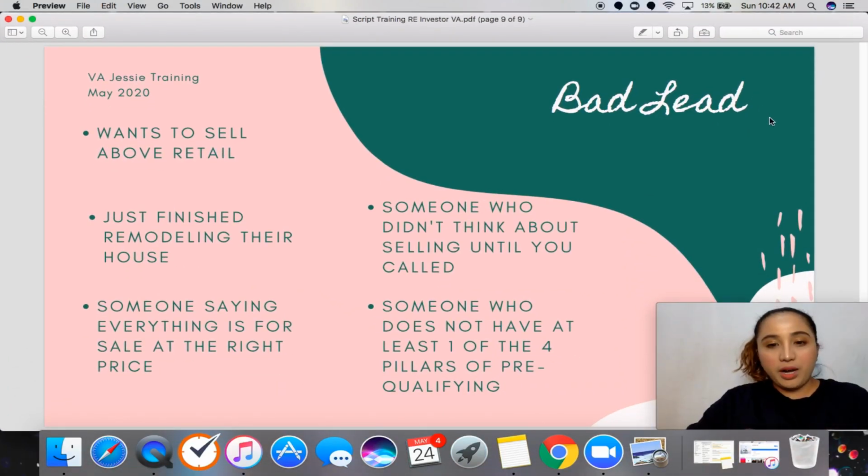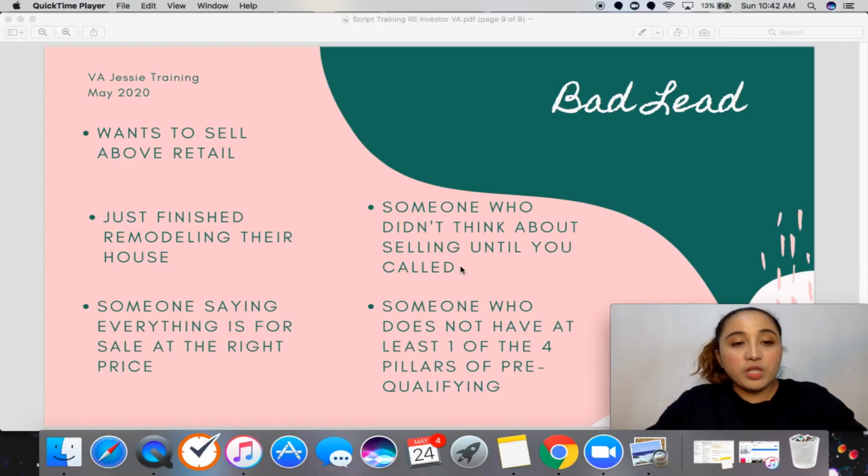It's also not a very good lead if the person just finished remodeling their house. So that means they would be asking for a higher price because they invested money on the house. They just remodeled some stuff, and they would most likely want to get the return of investment. So the house is in pristine condition, so it's not a good lead. Remember, in my previous video, your client would like to get something that's a fixer upper. Okay, so your client wanted to get something that is needing repairs.